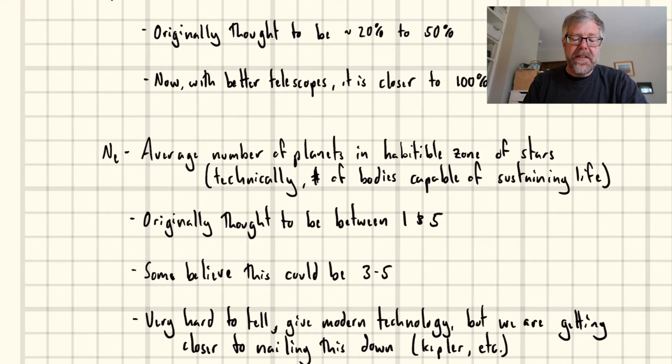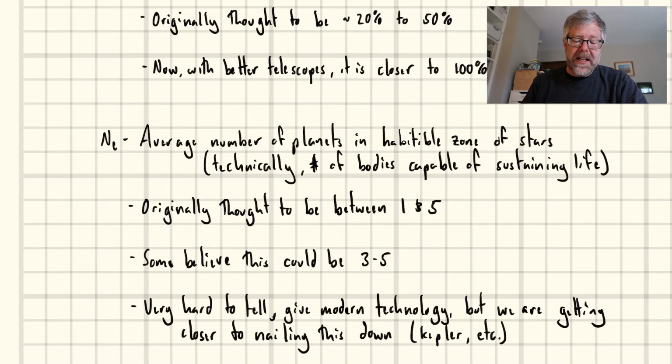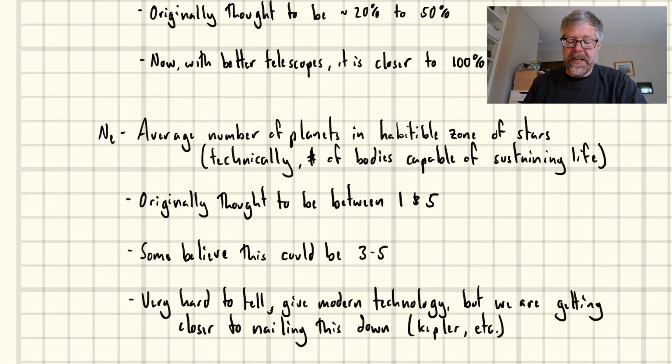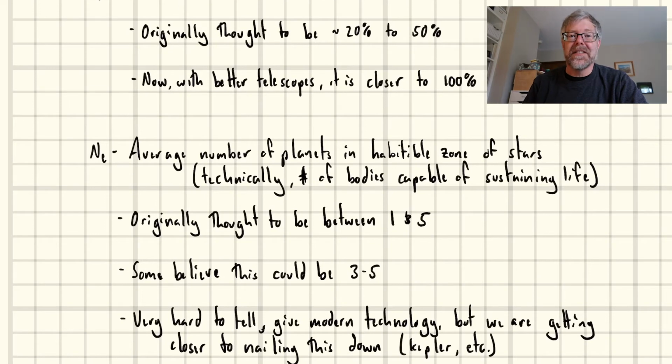Then ne is the average number of planets in the habitable zone of the star. Not necessarily actually in the habitable zone, I sort of put that there, but it's technically the number of bodies that are capable of sustaining life. For us, that could be Titan, which could technically sustain life. Europa could technically sustain life. Does it? We don't really know, but it could happen. And so we actually have a large number of these bodies in our solar system that could potentially sustain life.